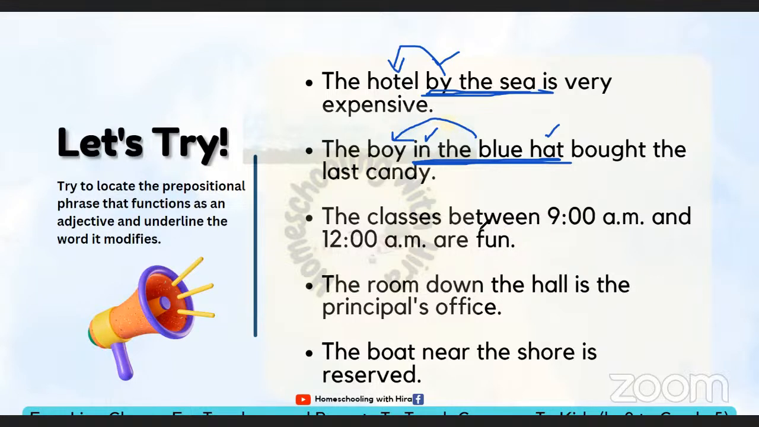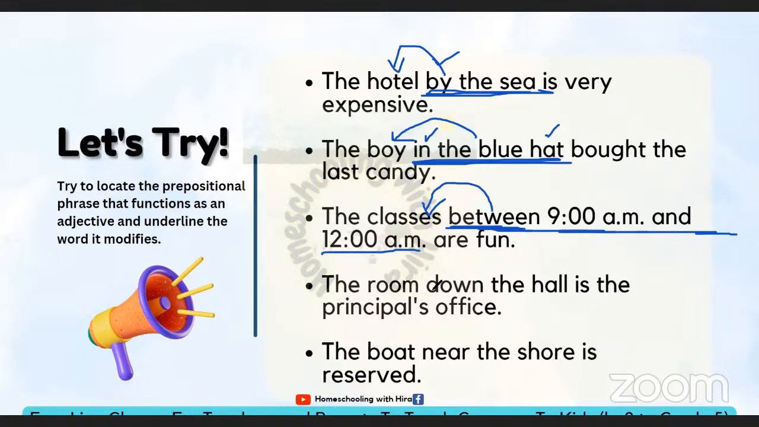The classes between 9 a.m. and 12 p.m. are fun. I'm sorry if I made a typo, but between is a preposition. It indicates that the prepositional phrase is starting from here and goes to 12 p.m. Since this prepositional phrase is giving us information about classes, classes are nouns, so we will take it as an adjectival phrase.